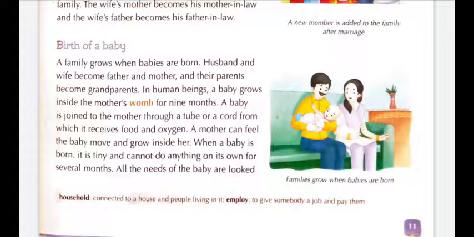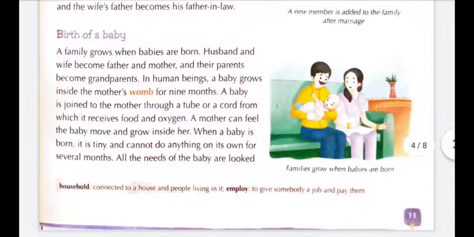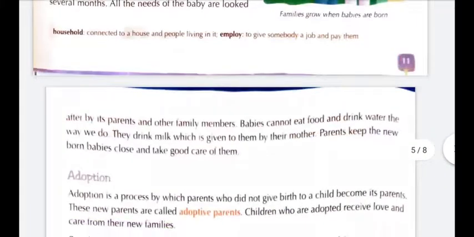When a baby is born, it is tiny and cannot do anything on its own for several months. All the needs of the baby are looked after by its parents and other family members. Babies cannot eat food and drink water the way we do. They drink milk which is given to them by their mother. Parents keep newborn babies close and take good care of them.